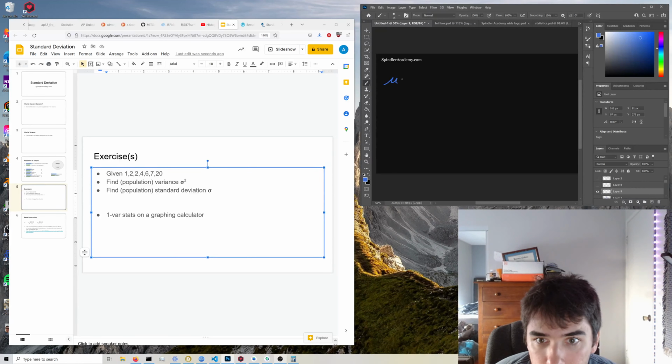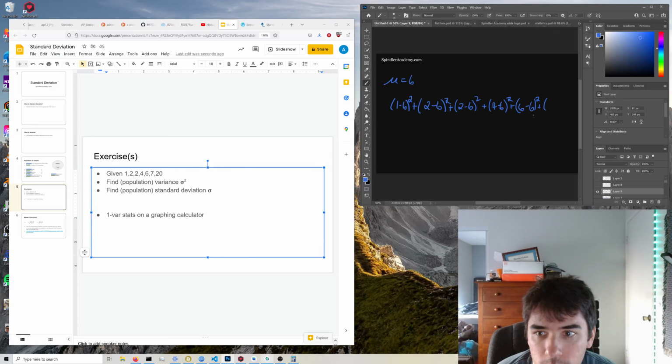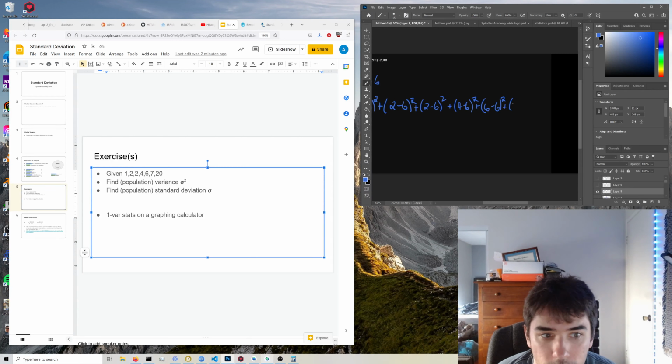So then we want to find the variance. To do that, we go 1 minus 6, then we square that, plus 2 minus 6 squared, plus 2 minus 6 squared, plus 4 minus 6 squared, plus 6 minus 6 squared, plus 7 minus 6 squared, plus 20 minus 6 squared. And we take all that over 7.